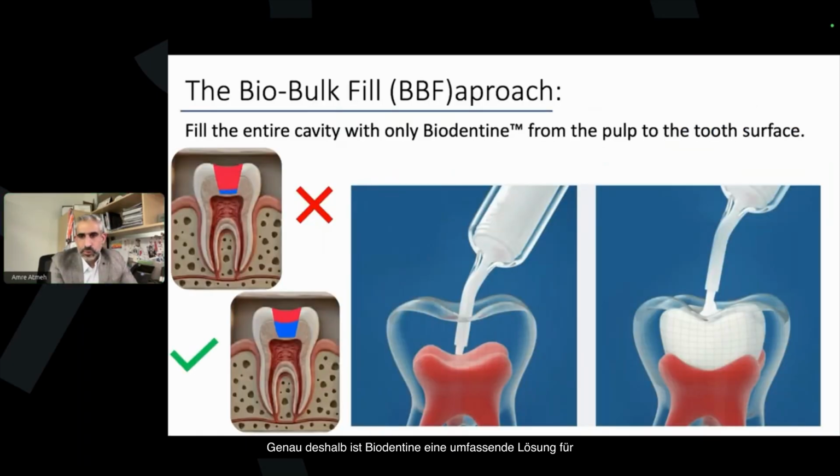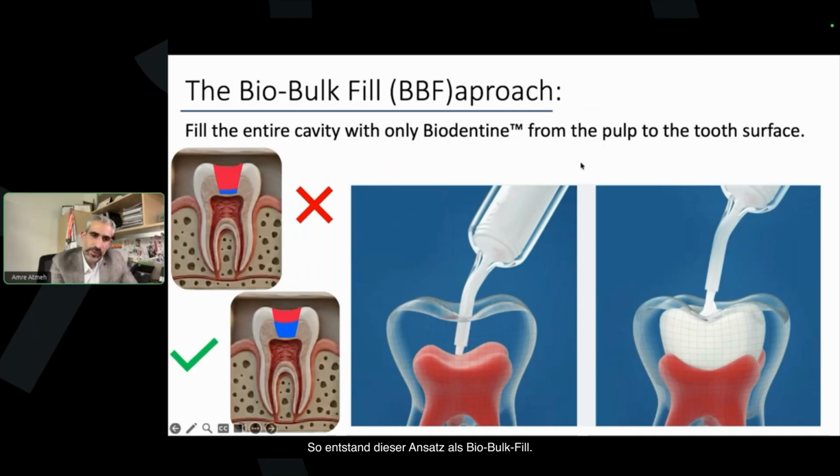Now, the term bi-bulk fill came to describe using the Biodentine to fill the entire cavity from the pulp to the tooth surface. And as I said, the Biodentine is unique because it's the only calcium silicate material that can be used as a restorative material, as a dentin replacement material. So it came with this approach as a bi-bulk fill.